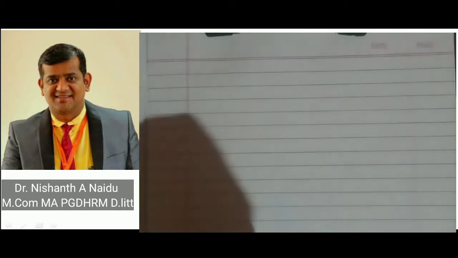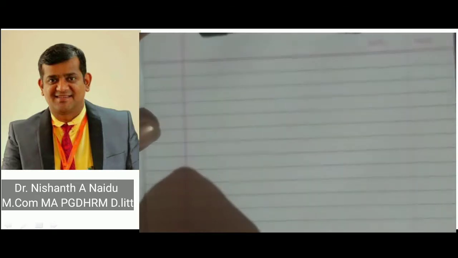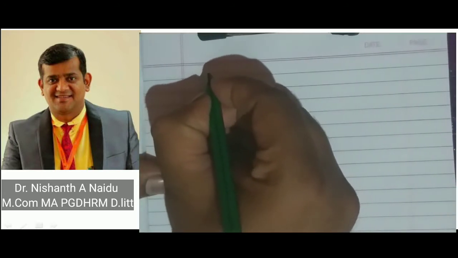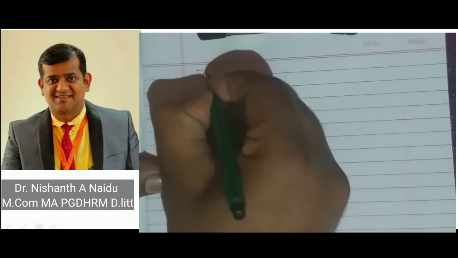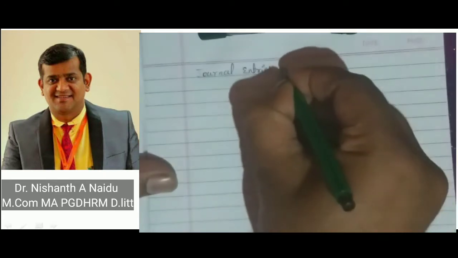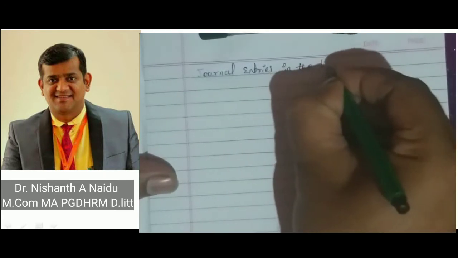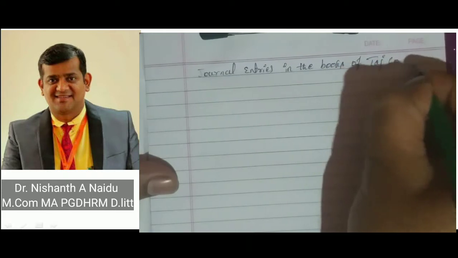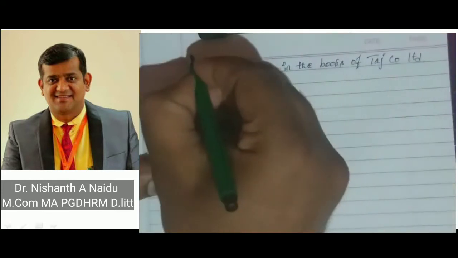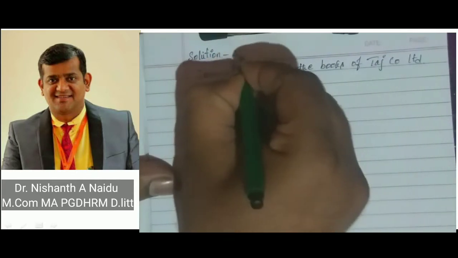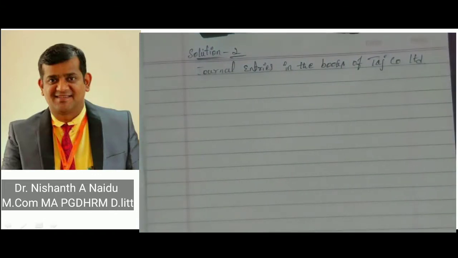Yes, dear students, I am ready with the book. So let us solve the problem. First we will give the title to the solution part, that is journal entries in the books of Taj Company Limited. So this is the solution for illustration number 2.